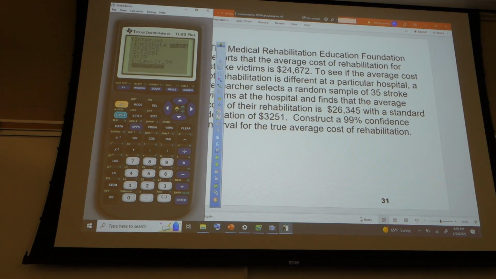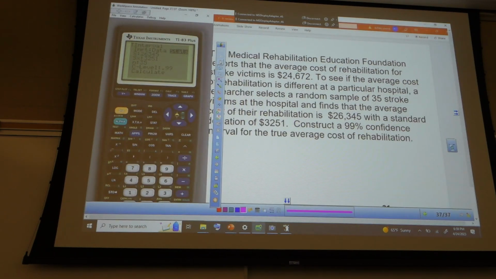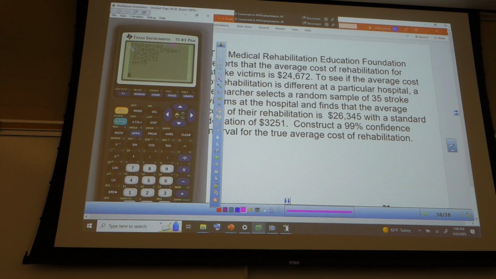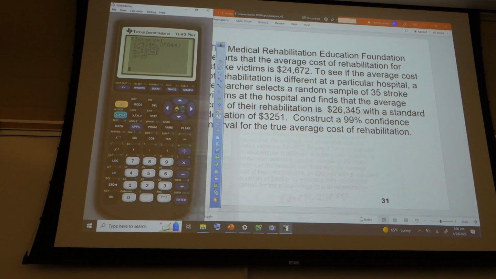And I'm going to calculate that. Thinking a long time. And I end up getting 24846 to 27844. Everybody good with that part? Yes. Okay. Good. Next one.